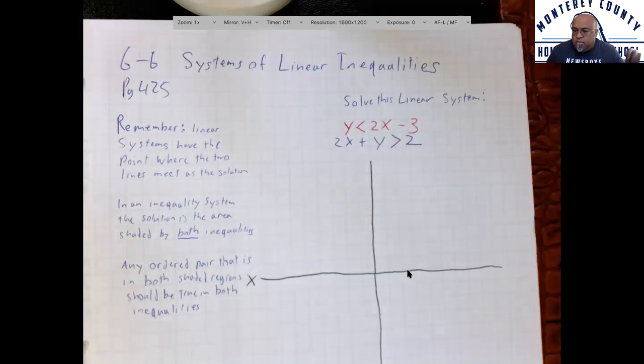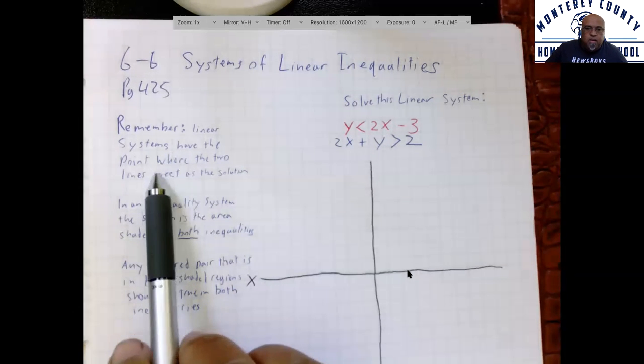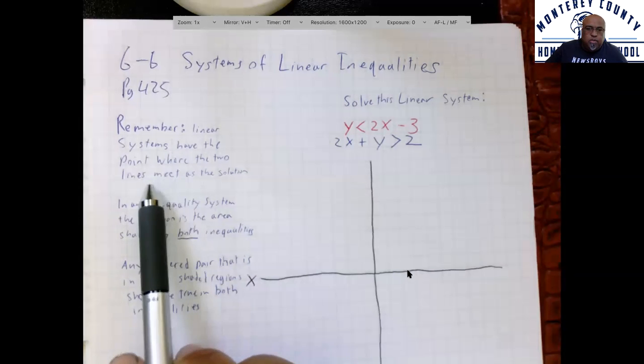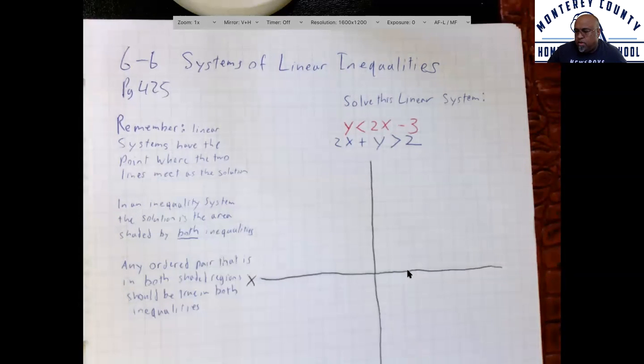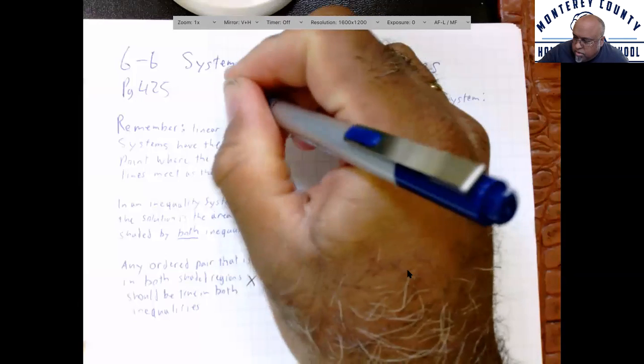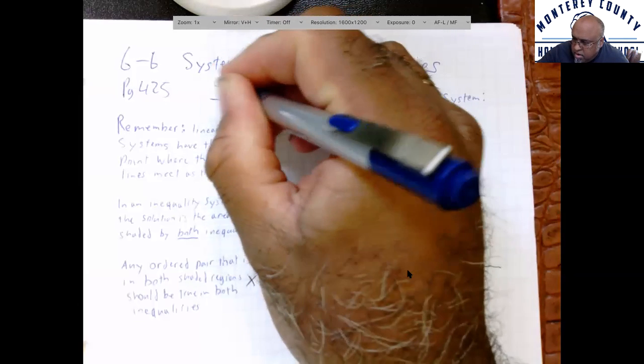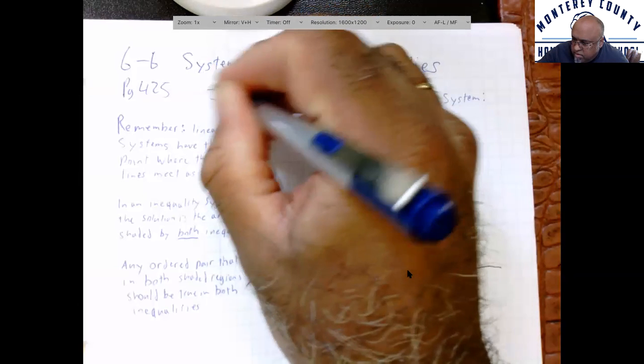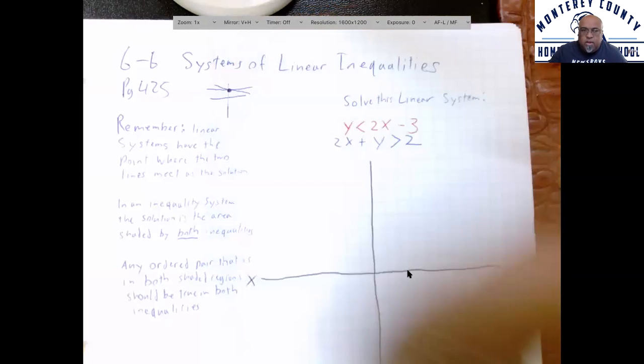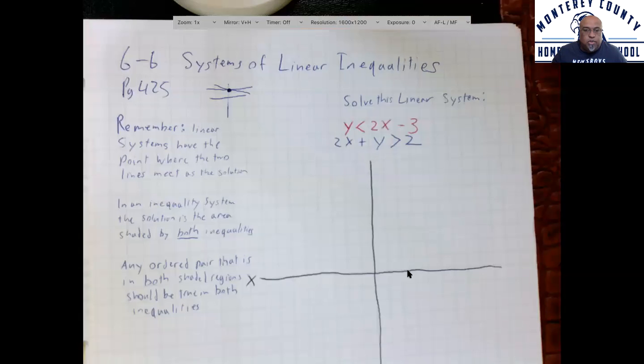So in that respect, I want to talk about what do you do when you have two inequalities and you have a system to build, okay? So let's just review a little bit about systems in general. I want you to remember that linear systems have the point where the two lines meet as the solution. So I'm just going to draw just really quick. If you have a coordinate plane here, you have one line and you have another line. The spot where the two lines meet is considered the solution.